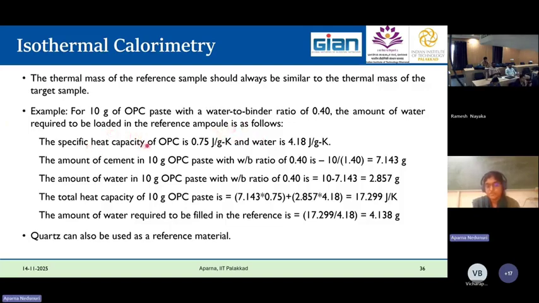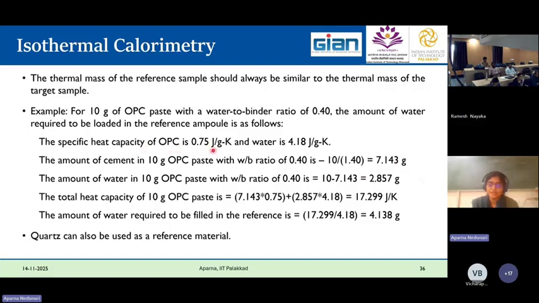For this, we need to understand the specific heat capacity. What is the heat capacity of this total 10 grams of OPC paste? Now we have to add such an amount of water in the reference sample so that these heat capacities match. To get the heat capacity of 10 grams of OPC paste with water to binder ratio 0.4, I need to know how much OPC is present and how much water is present. Once we get that, it is a normal calculation. The amount of cement present in 10 grams of OPC paste is around 7.143 grams with water to binder ratio 0.4, and the amount of water is 2.857 grams. Now OPC has a different specific heat capacity and water has a different specific heat capacity.